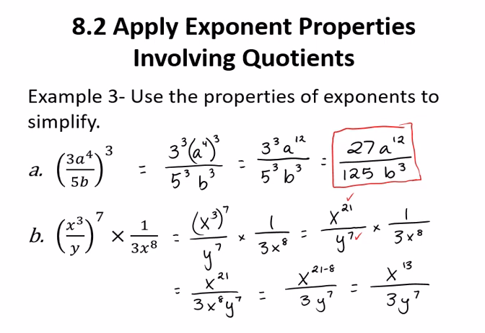And then when I combine and actually multiply across here, I get x to the 21st power over 3x to the 8th, y to the 7th. Typically we put the variables in alphabetical order. And then since I did have a couple of x's in a quotient, I went ahead and used my quotient of powers there and subtracted in order to get x to the 13th power divided by 3 y to the 7th.